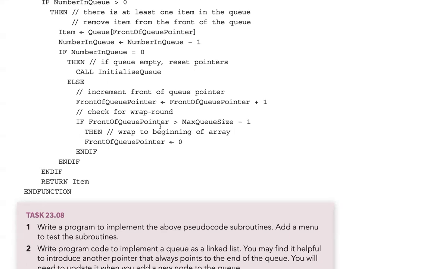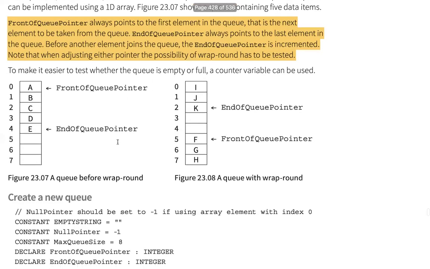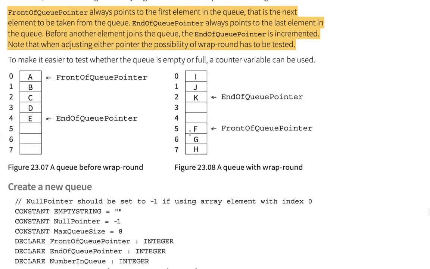So if front of queue pointer is greater than max queue size -1, which is 7, then that means wraparound has to take place. In which case, what I will do is I will wrap around and bring my front of queue pointer back to 0. Now, see what's happening here. Imagine that this is my front of queue pointer right now. If I remove F, my front of queue pointer will be incremented to point towards 6. If I remove G, my front of queue pointer will come here to point towards position 7.